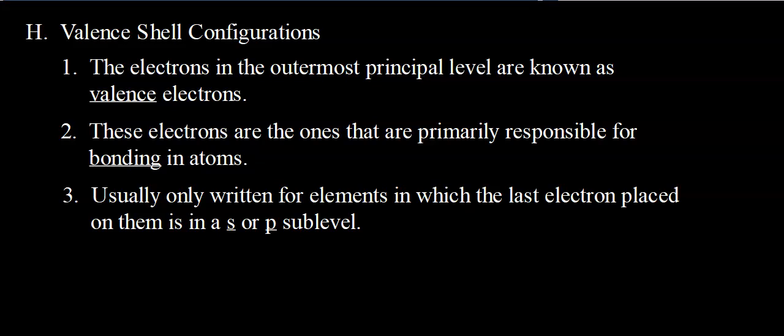For valence shell configurations, we usually only write these for elements in which the last electron placed on them is in an S or P sublevel. So we're talking about the S block elements and the P block elements. We typically don't write valence configurations for elements in the D block, or that middle of the periodic table. So let's take a look at some examples.